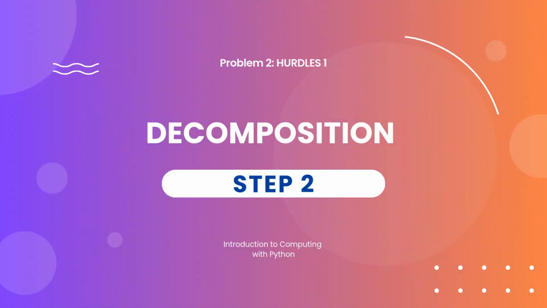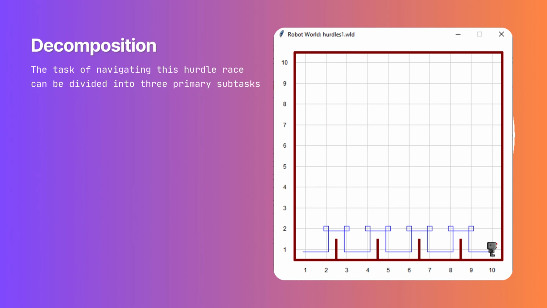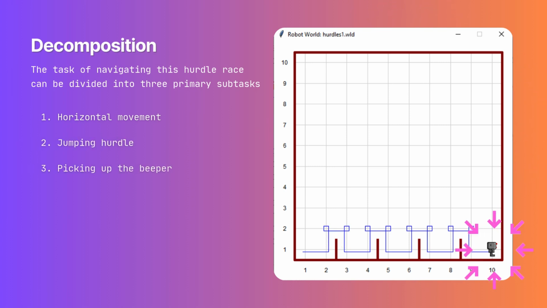With these requirements clear, we're now ready to move into the decomposition phase, where we'll break down the problem into specific steps and functions. The task of navigating this hurdle race can be divided into 3 primary subtasks: horizontal movement, jumping hurdles, and picking up the beeper.